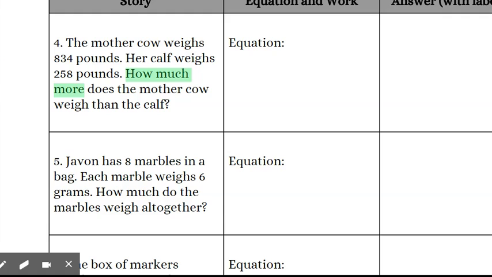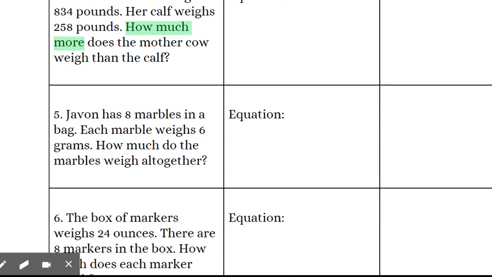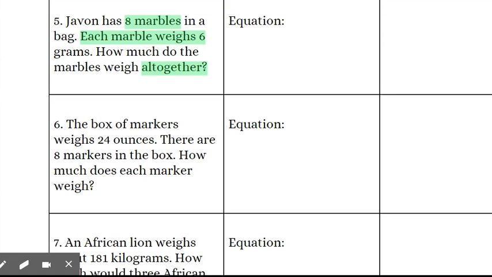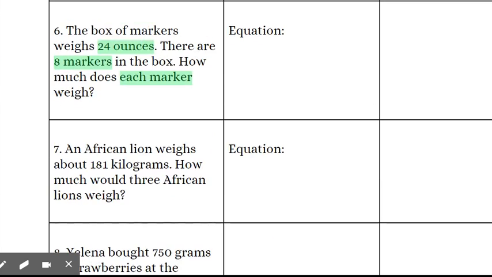Okay. Number 5, Javon has 8 marbles in a bag. Each marble weighs 6 grams. How much do the marbles weigh all together? So he's got 8 marbles in a bag, and each marble weighs 6 grams. Those are your key details there. Number 6, the box of markers weighs 24 ounces. There are 8 markers in the box. How much does each marker weigh? So if the whole box weighs 24 ounces and there's 8 markers inside, how much does each marker weigh? Think about what that's asking you to do.